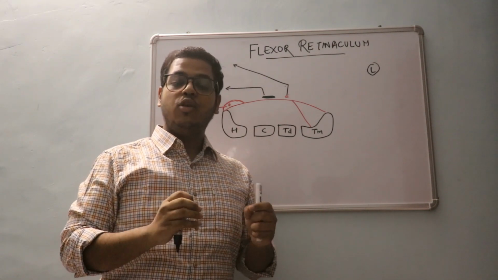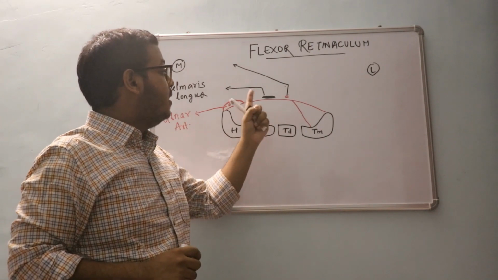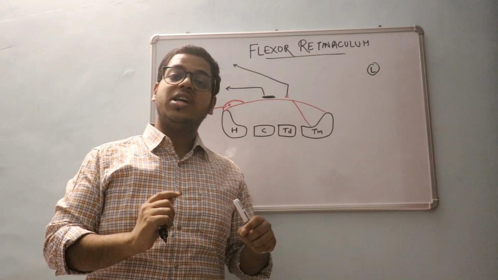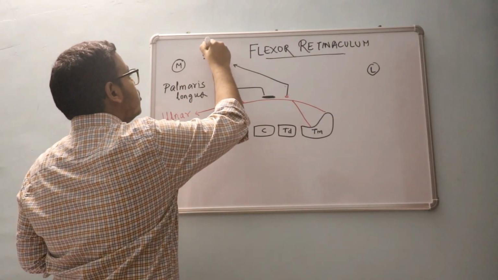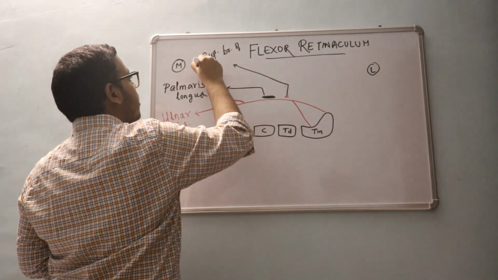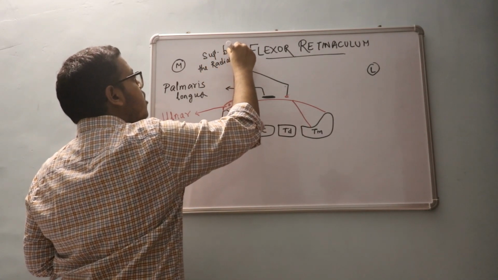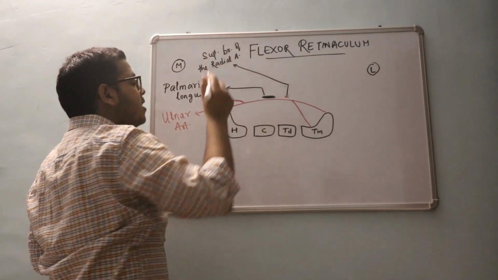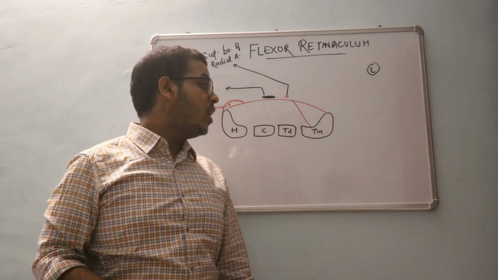If you have seen the video that I have made upon the blood supply, you must know that the superficial palmar arch made by the ulnar artery is actually completed by the superficial branch of the radial artery. This is the superficial branch of the radial artery, which completes the superficial palmar arch, which is primarily made by the ulnar artery.